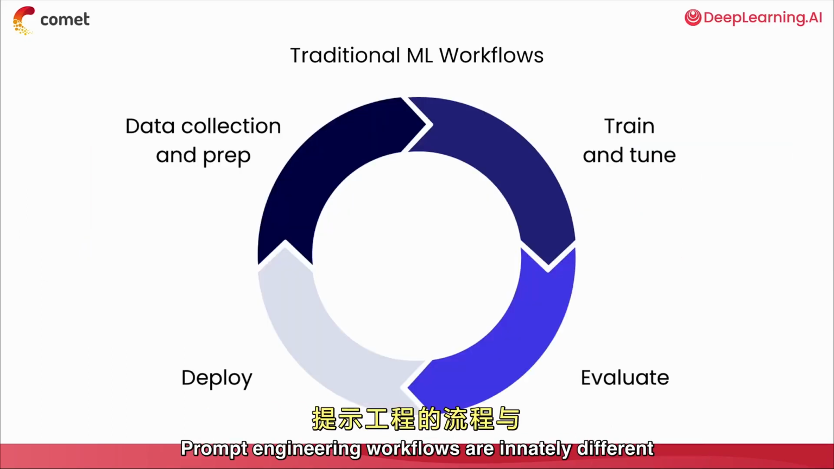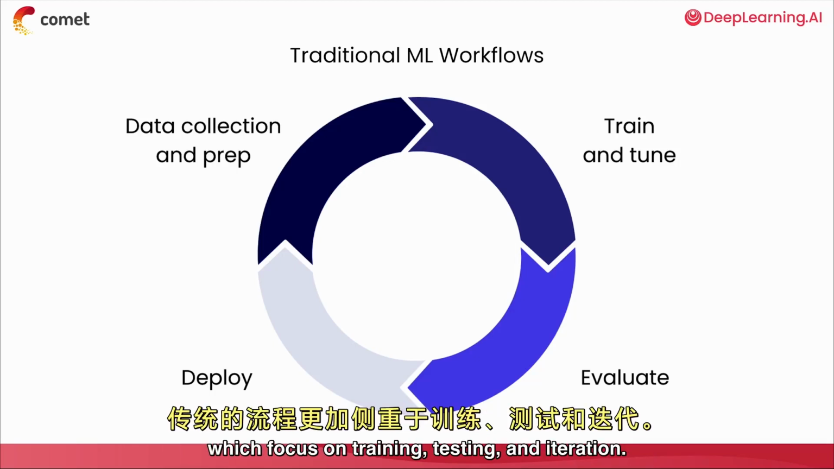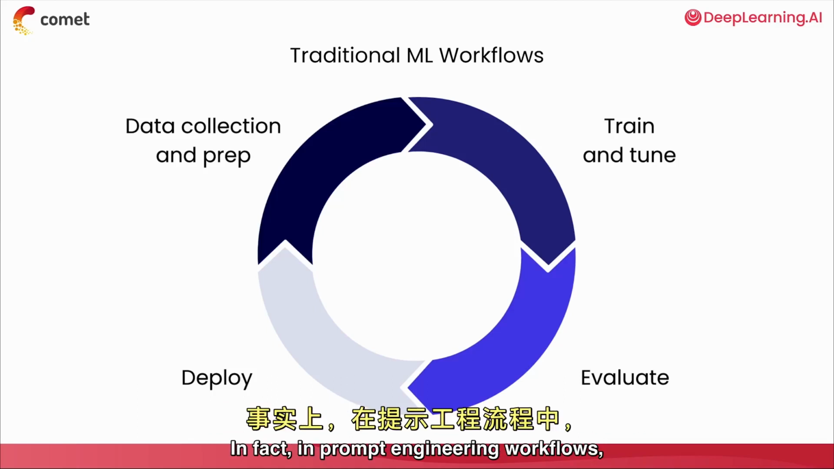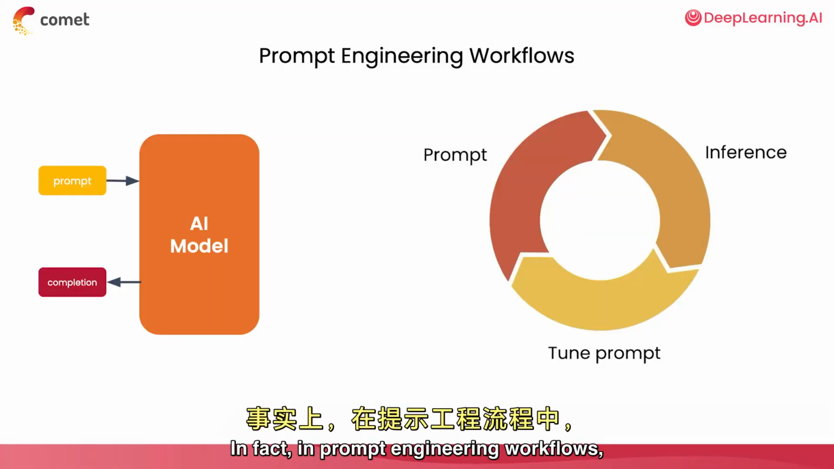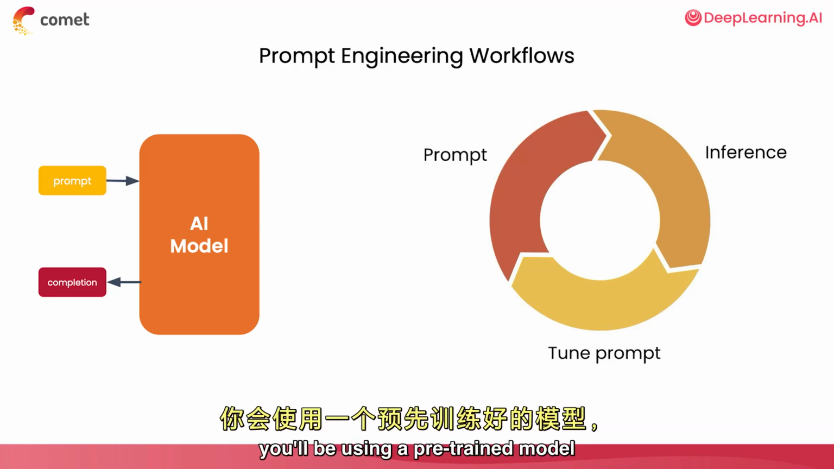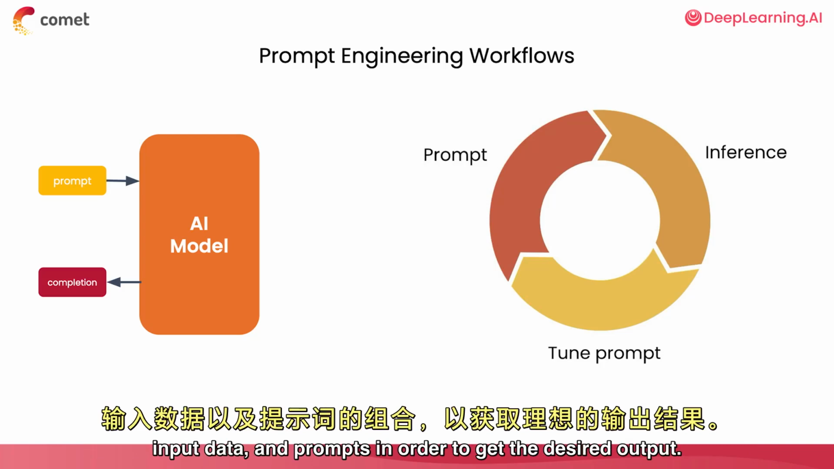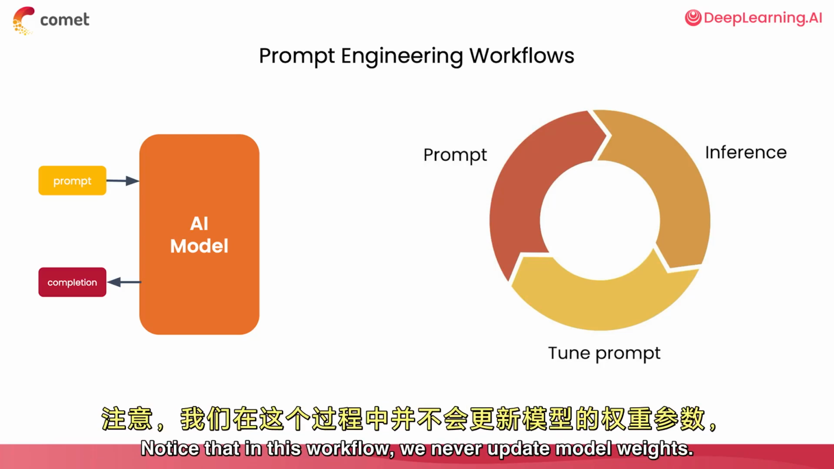Prompt engineering workflows are innately different from traditional machine learning workflows, which focus on training, testing, and iteration. In fact, in prompt engineering workflows, you won't be doing any training at all. Instead, you'll be using a pre-trained model and will focus on engineering the optimal combination of model settings, input data, and prompts in order to get the desired output. Notice that in this workflow, we never update model weights.